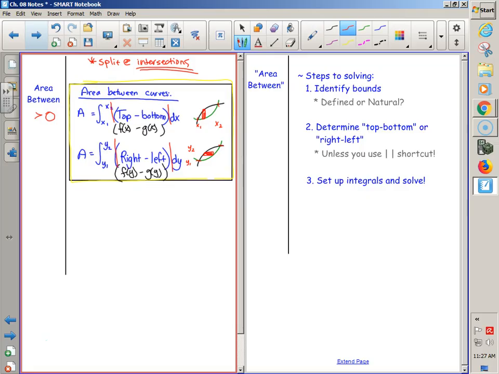What's that absolute value shortcut? Absolute value shortcuts are fail-safe and not really needing to worry about orientation. But we will still have to think about the intersections. Because if you don't put in an absolute value, you better make sure that your top is your top and your bottom is your bottom, or your right is your right, your left is your left.